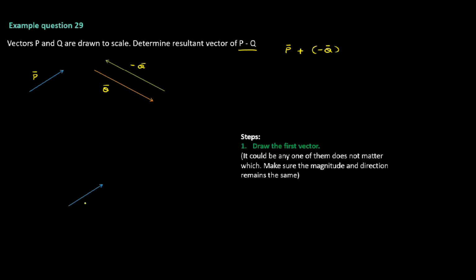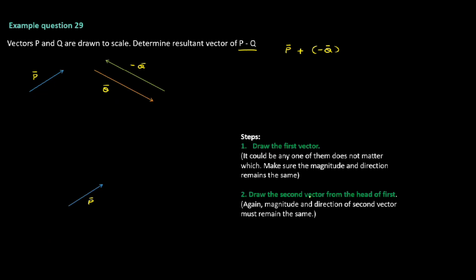When you're drawing the vector P bar, you have to make sure that the magnitude of this vector and the direction in which it points remain the same. So the length of P bar is not changing, and it is pointing in the same direction as my original vector here.